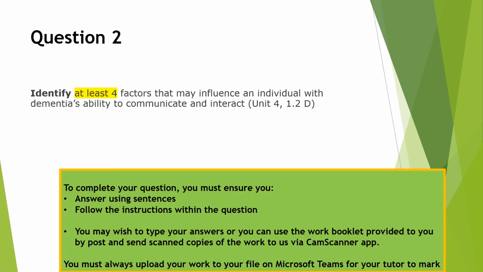So question number 2 is asking you to identify at least 4 factors that may influence an individual with dementia's ability to communicate and interact. It's an identify, so you need to put a supporting sentence next to each within your answer. And also it's saying at least 4 factors, so you must do at least 4, no less than 4. You can do more, but no less than 4.